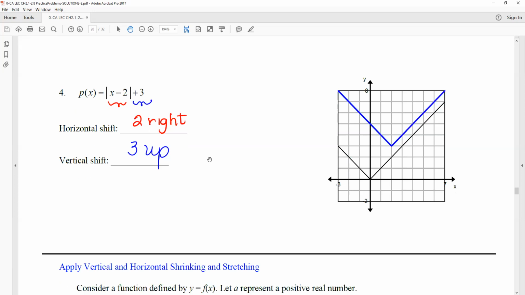Okay, this is an absolute value, the characteristic V. We're going to shift the black V 2 places to the right and up 3. 1, 2, up 1, 2, 3, and then draw it.